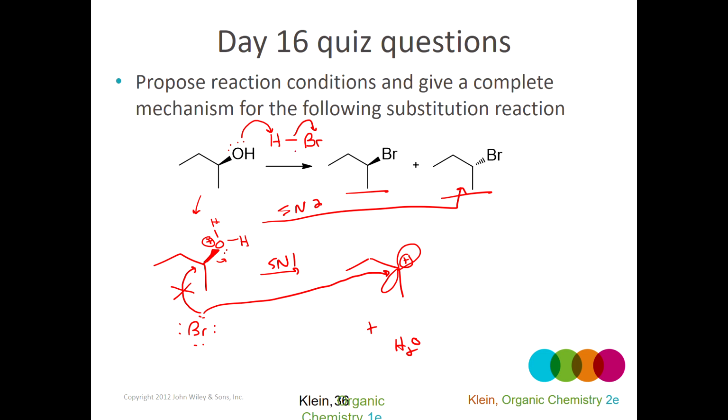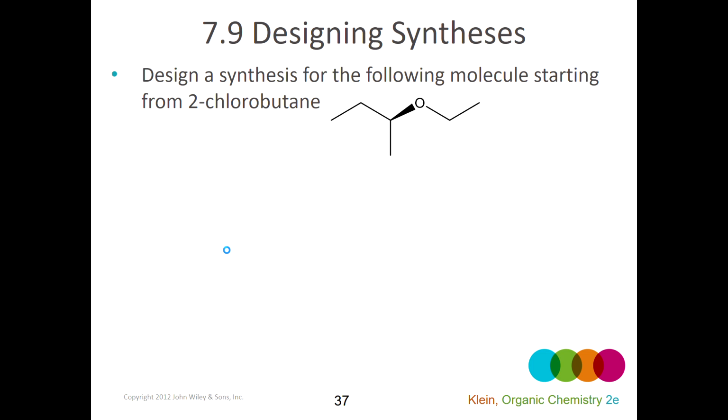So HBr would work well here to facilitate both the OH being converted to a better leaving group and the nucleophilic attack at the carbocation that would result after the leaving group leaves. What about this one? Let's take a look at this reaction. So here I'm told I want to create this molecule from 2-chlorobutane.